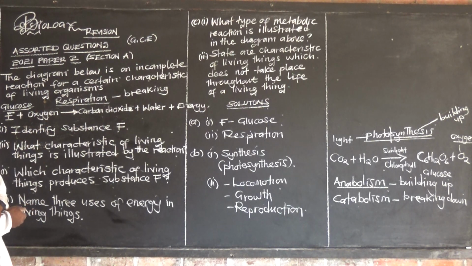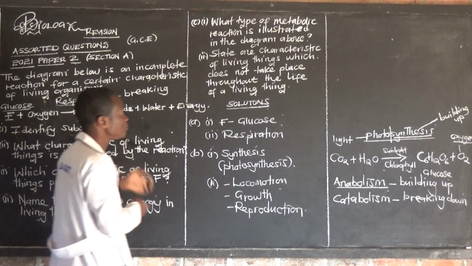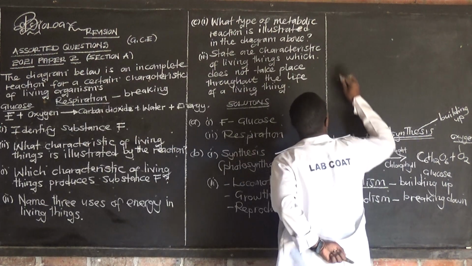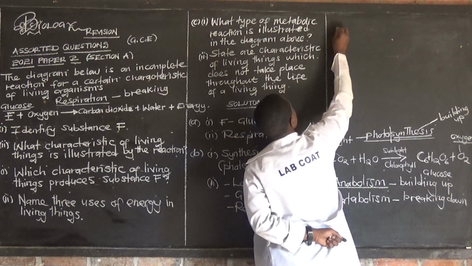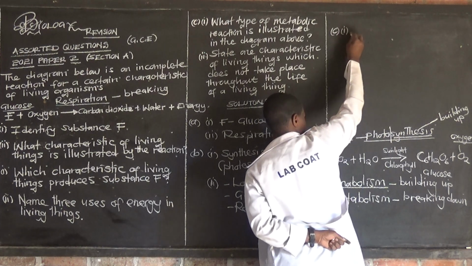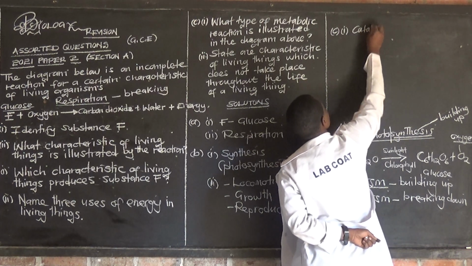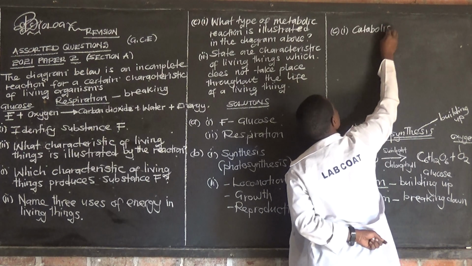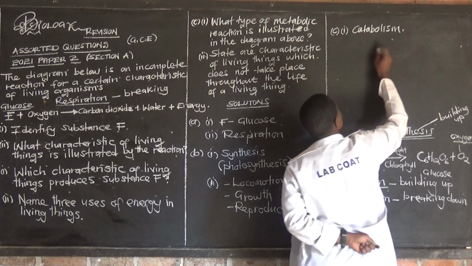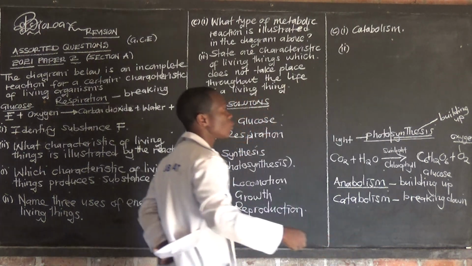So looking at this question, what type of metabolic reaction is illustrated? This is respiration, which is breaking down. So you can say catabolism. So question C, Roman numeral 1, the answer is catabolism. Is it okay? Then the last question, which is question C, Roman numeral 2.